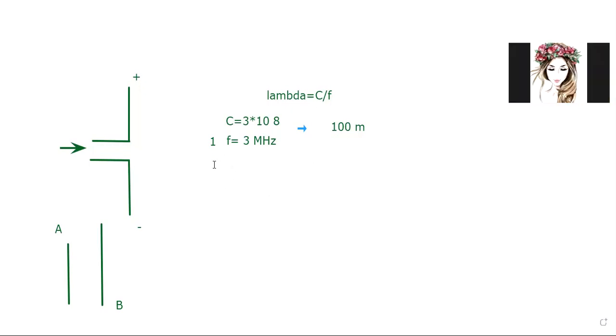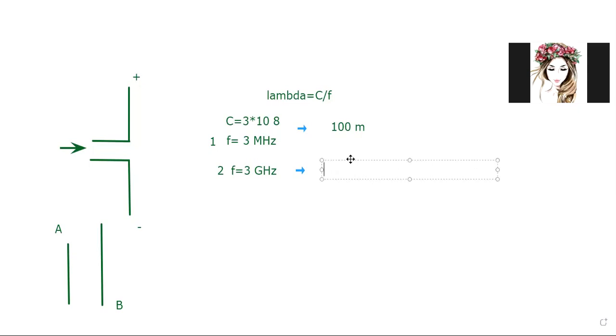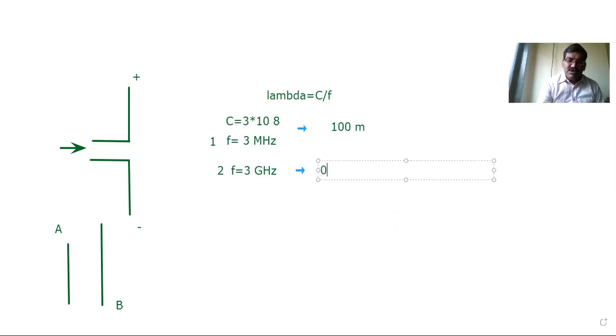I'll give another example, that is example number 2. So here I will take frequency equal to something else. I'll take 3 gigahertz for making the calculation simpler. Okay, so 3 gigahertz is the frequency. Now quickly, can you give me the wavelength? The formula gives 0.1 meter. 0.1 meter. Okay. Now, two examples are there.